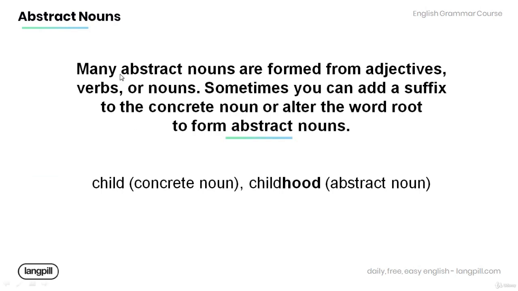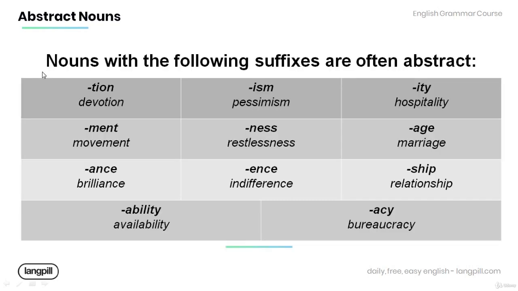Now, many abstract nouns are formed from adjectives, verbs, or nouns. And sometimes you can add a suffix to the concrete noun or alter the word root to form abstract nouns, as in the example below. Child is a concrete noun, whereas childhood is an abstract noun. And remember, the nouns with the following suffixes are often abstract.